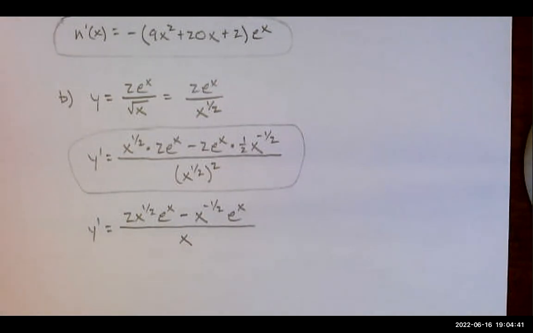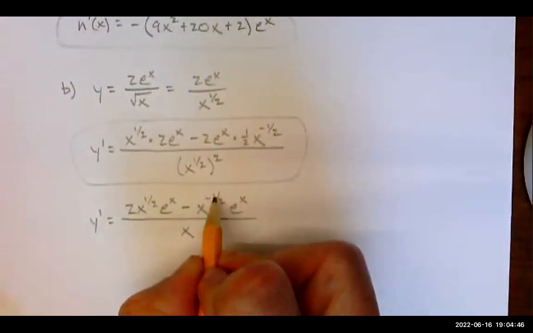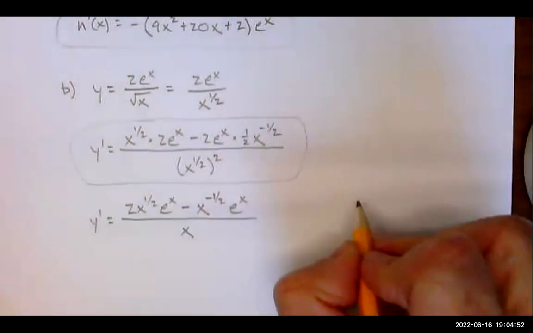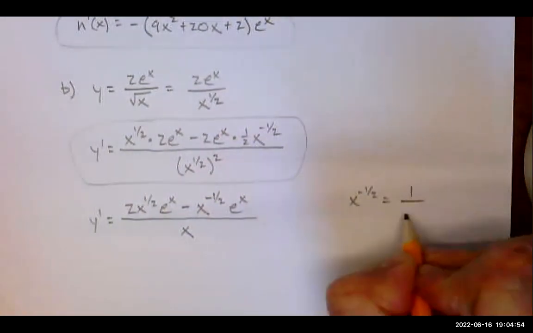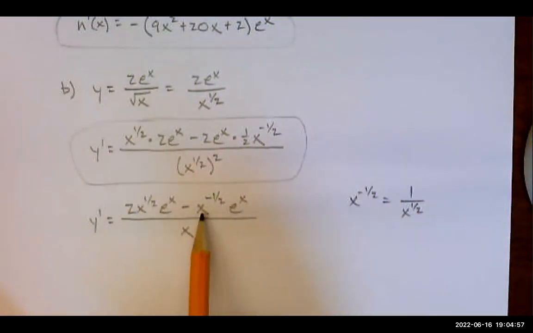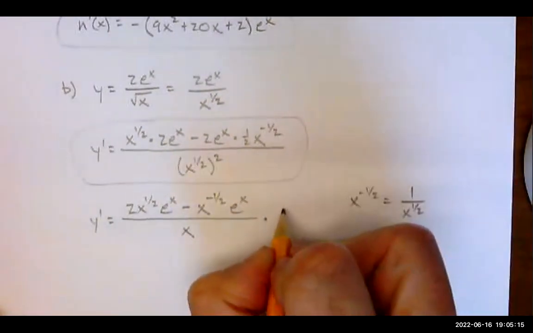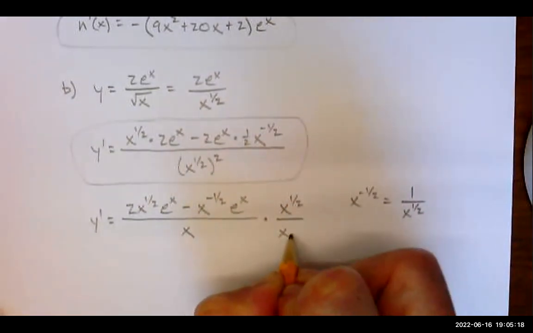Now you might think that this is completely simplified. It's actually not. With that negative exponent, this is actually a fraction, right? x to the negative 1/2 is the same as 1 over x to the 1/2. We cannot have in a simplified answer a fraction within a larger fraction. That's not completely simplified. So here's what we're going to do. We're going to multiply the top and the bottom by that denominator. It's going to cancel it out.